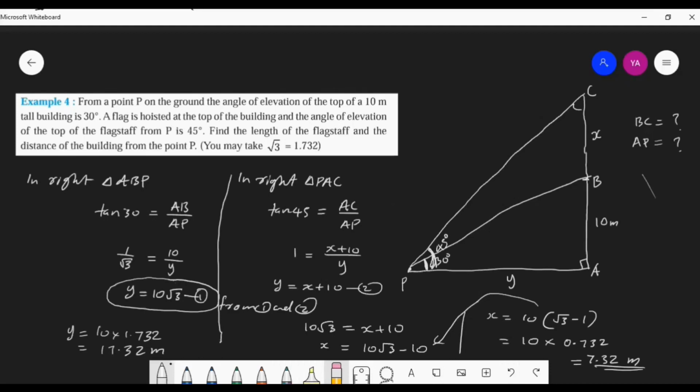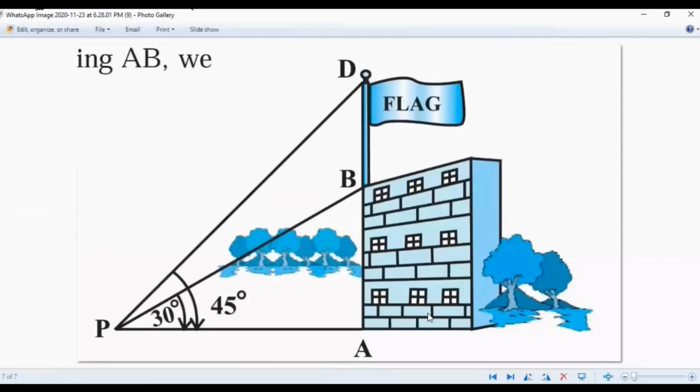So drawing the picture is very important. If you make a single mistake, then the time will be wasted. In the textbook, the picture is given like this. The question we have discussed now: a building, and on top of the building there is a flagstaff. It is said the angle of elevation from point P to the top of the building is 30 degree, and to the top of the flagstaff is 45 degree. Then give some names and do trigonometric ratios.